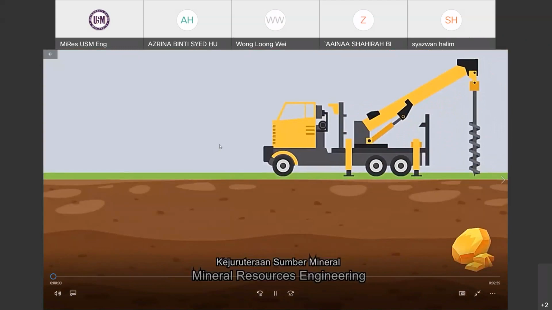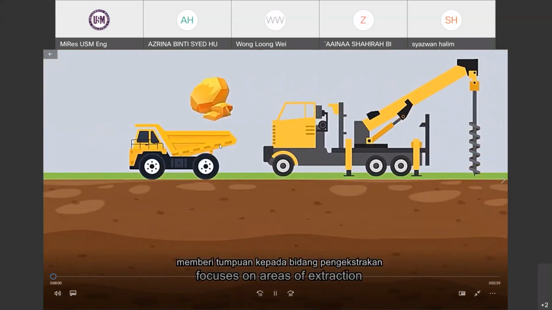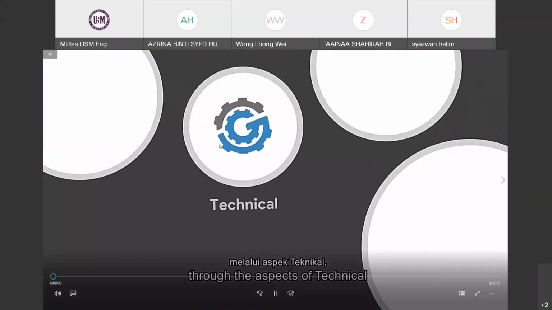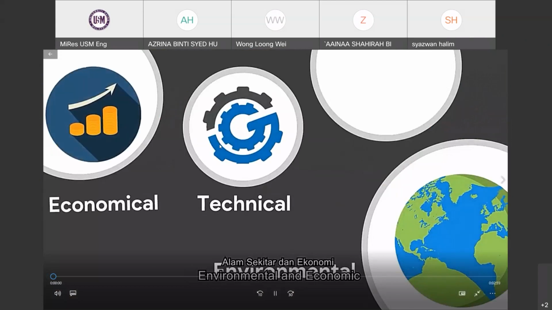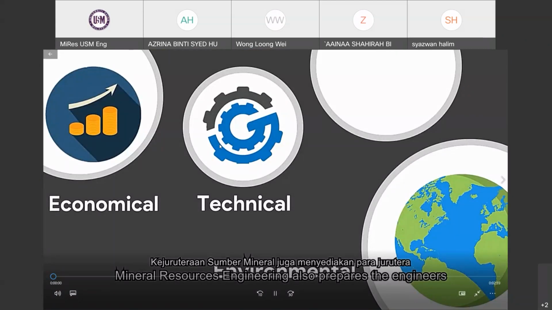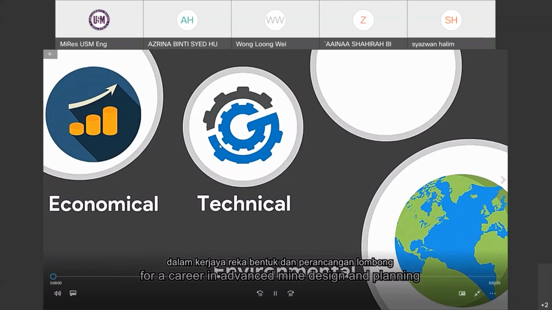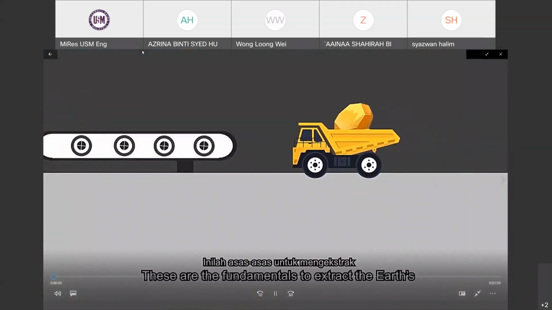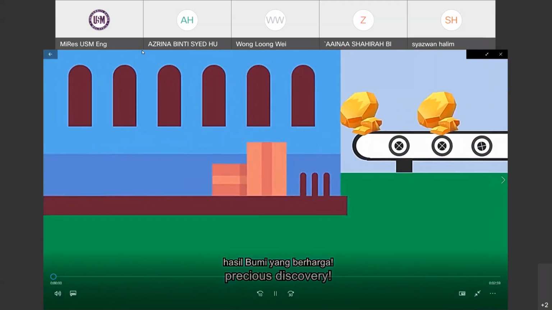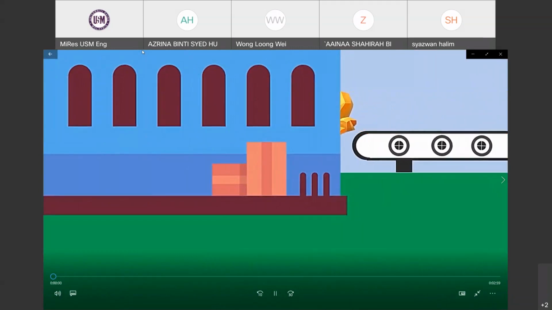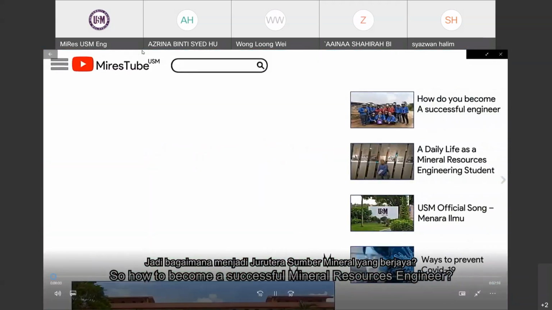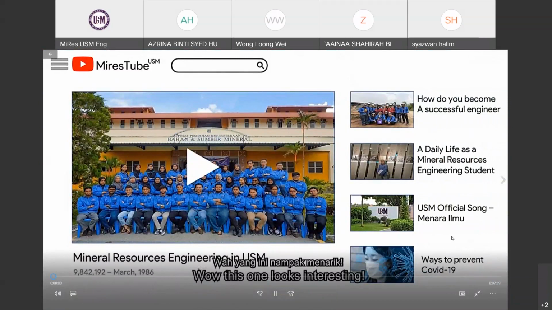Alright, mineral resource engineering focuses on the extraction and processing of the earth's mineral resources through the technical, environmental, and economic aspects. Mineral resource engineering also prepares the engineer for a career in advanced mine design and planning, ground control, processing techniques, and drilling engineering. These are the fundamentals to extract the Earth's precious discovery. Wow! So, how to become a successful mineral resource engineer? Whoa, this one looks interesting.